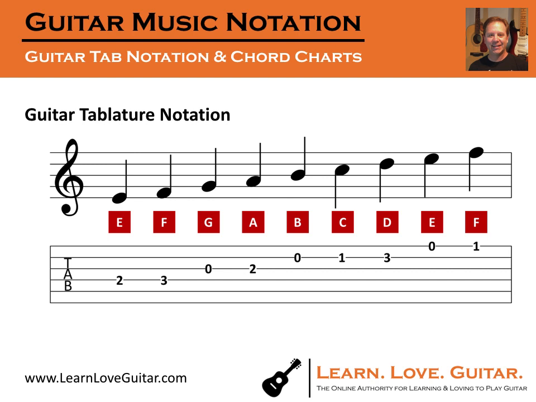Unlike the 5-line staff used in standard music notation, the staff used in guitar tab notation uses a 6-line staff. And instead of each line or space representing notes in the chromatic scale, each line of a tab staff represents a string of the guitar. The bottom line represents the low E string on a guitar, which is the thickest string, and the top line represents the high E string, which is the thinnest string.